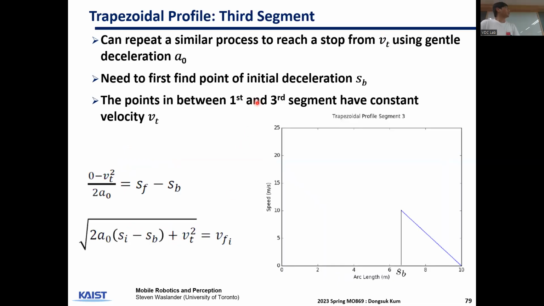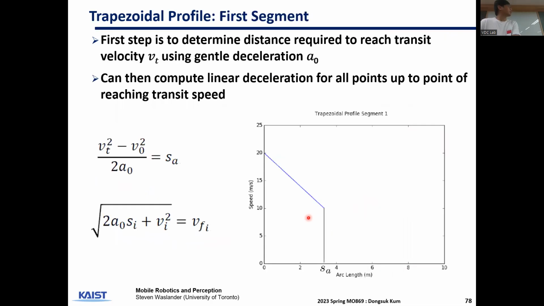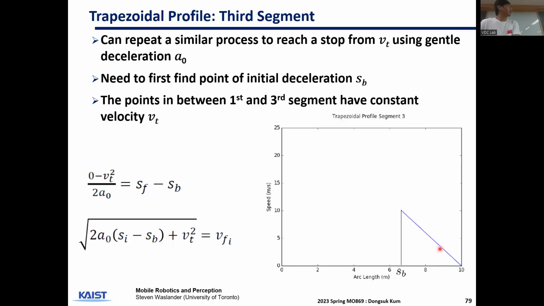Then we can repeat a similar process for the third segment, where we want to reach a stop from Vt using a gentle deceleration A0. First we need to find the point of initial deceleration as B, or how long we want to travel at Vt. The points in between the first and third segments have constant velocity. Because of this, we will have constant velocity here, and then we can have a smooth deceleration towards 0.